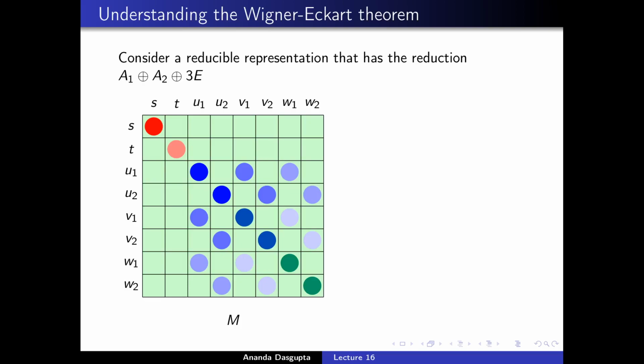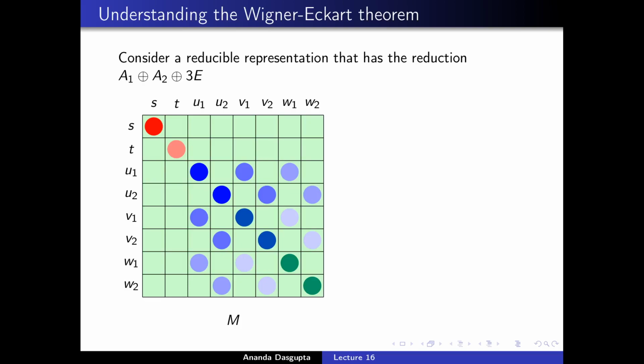But you can also go further than this. Right now, we have labeled the rows and columns by using the standard choice of the basis vectors, S and T for the one-dimensional EDEPs, U1, U2 for the first two-dimensional invariant EDEP, V1, V2 for the second one, W1, W2 for the third one.